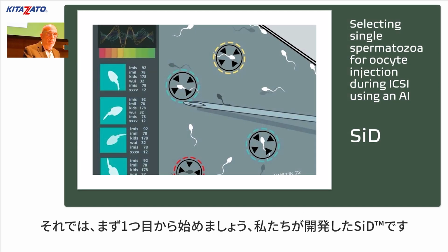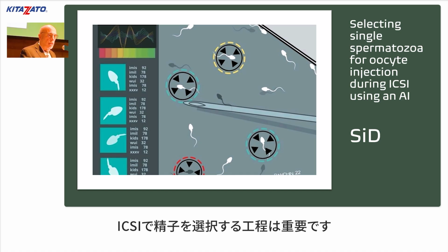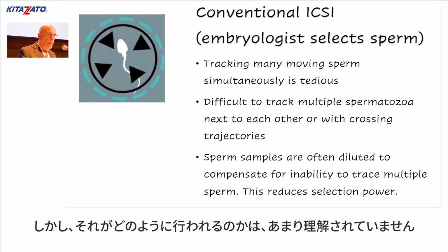So let's start with the first of those AIs, SiD, that we have developed. It's about selecting single spermatozoa during the ICSI process. And it's an important moment, and it's underappreciated, really, how that is done.